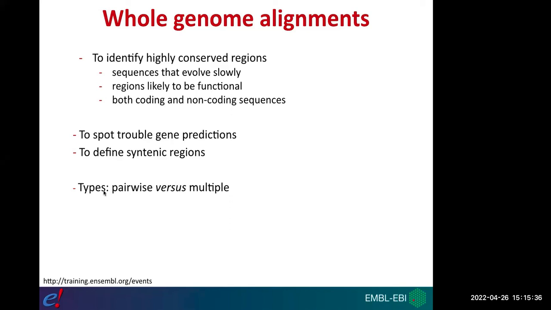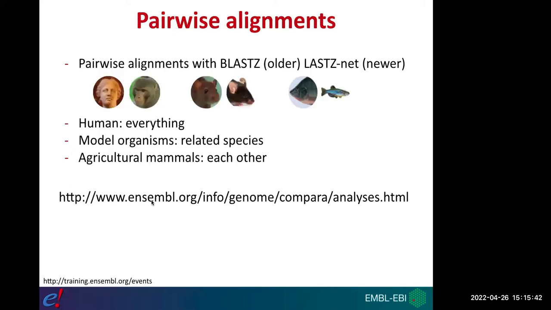So we have two main types of whole genome alignments. We have the pairwise and the multiple whole genome alignments. The pairwise whole genome alignments, as the name suggests, are done between two species against one another at a time. So we take, for example, human against macaque, or rat against mouse, or zebrafish against the Amazon molly fish. For example, we take human and we have a pairwise alignment against each of the other species in Ensembl individually. And then for model organisms, we also do alignments against related species. And then the agricultural animals we do against one another as well.